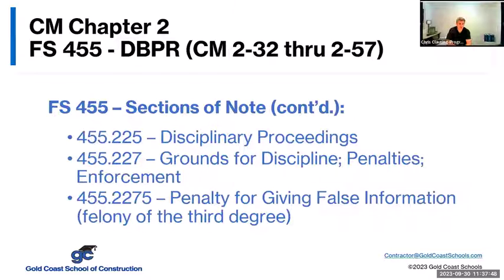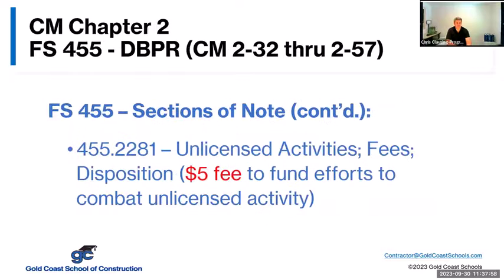Definitely the disciplinary proceedings, ground for discipline, penalties, enforcement. Penalty for giving false information, that's a felony of the 3rd degree. And section 2281, that's the unlicensed activities fees. This is the section where they talk about a $5 fee to fund efforts to combat unlicensed activity. That's been a test question as well. And again, we're still in DBPR, so that $5 goes to any unlicensed activity, not just contracting license.